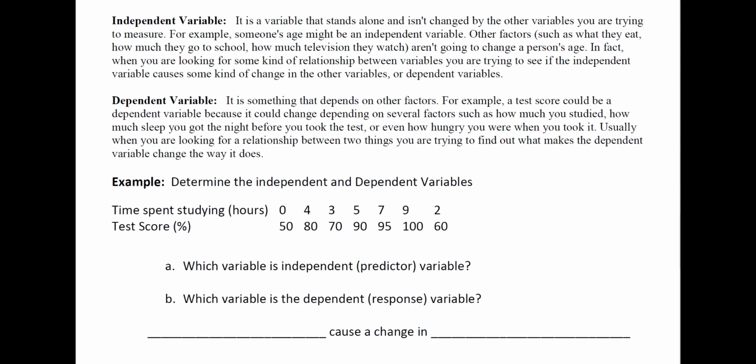In this example, it says determine the independent and dependent variables. The time spent studying in hours, 0.4, 3, 7, 9, 2, and their test percentage, 50, 80, 70, 90, 95, 100, and 60. Which variable is the independent variable, or the predictor variable? The independent variable is the time spent studying.